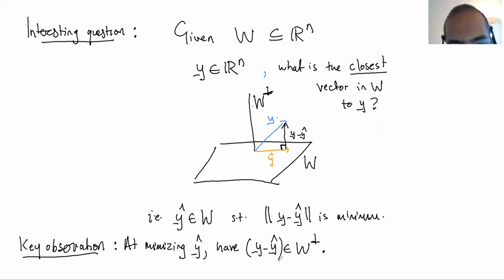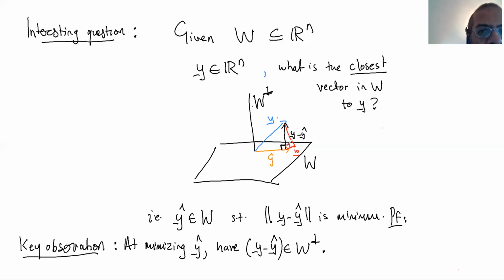Let's see a proof of that. For the proof, let's consider some other vector in W. Let's call it little w. Now let's consider the distance of this w to y. So let's draw a line between w and y, and now let's complete the triangle between w, y, and y hat. The key observation is that because y hat minus y is orthogonal to everything in W, this is going to be a right angle.